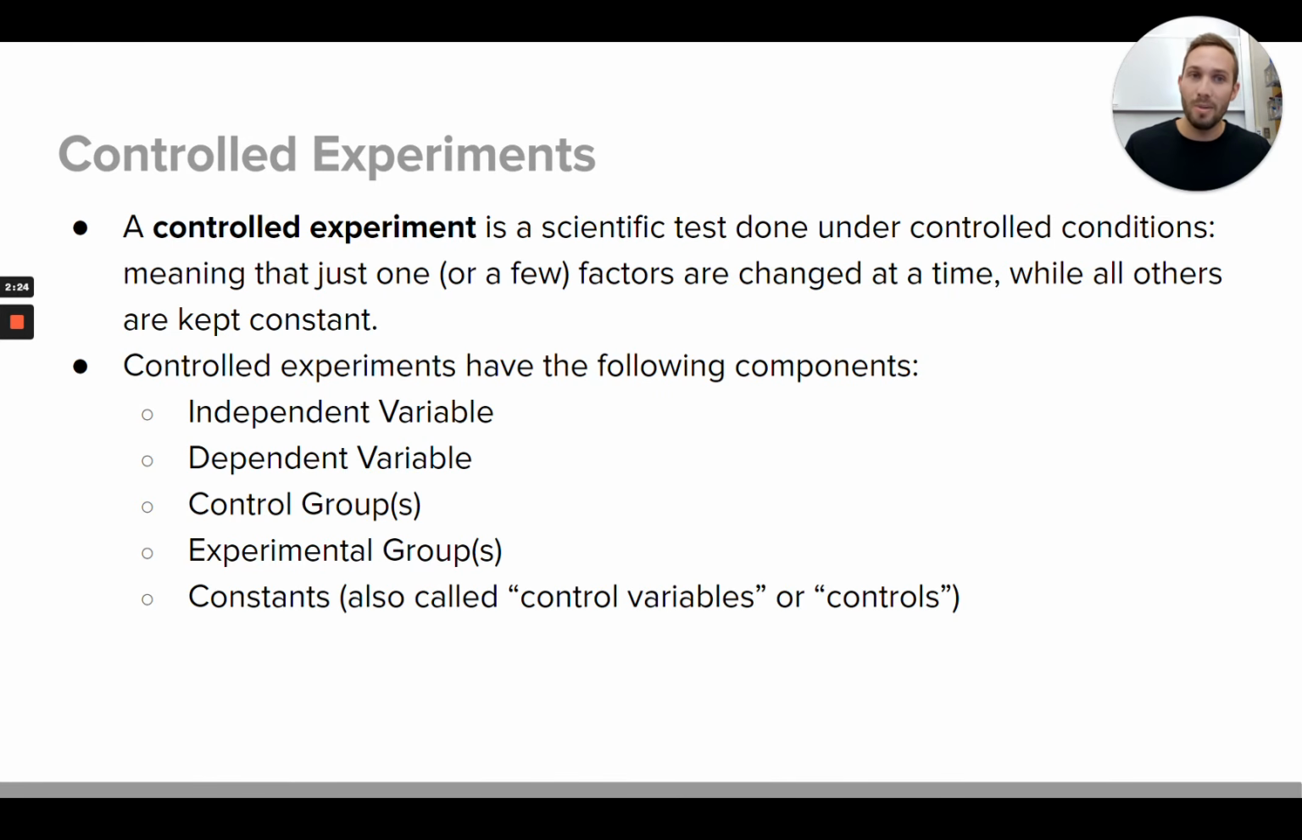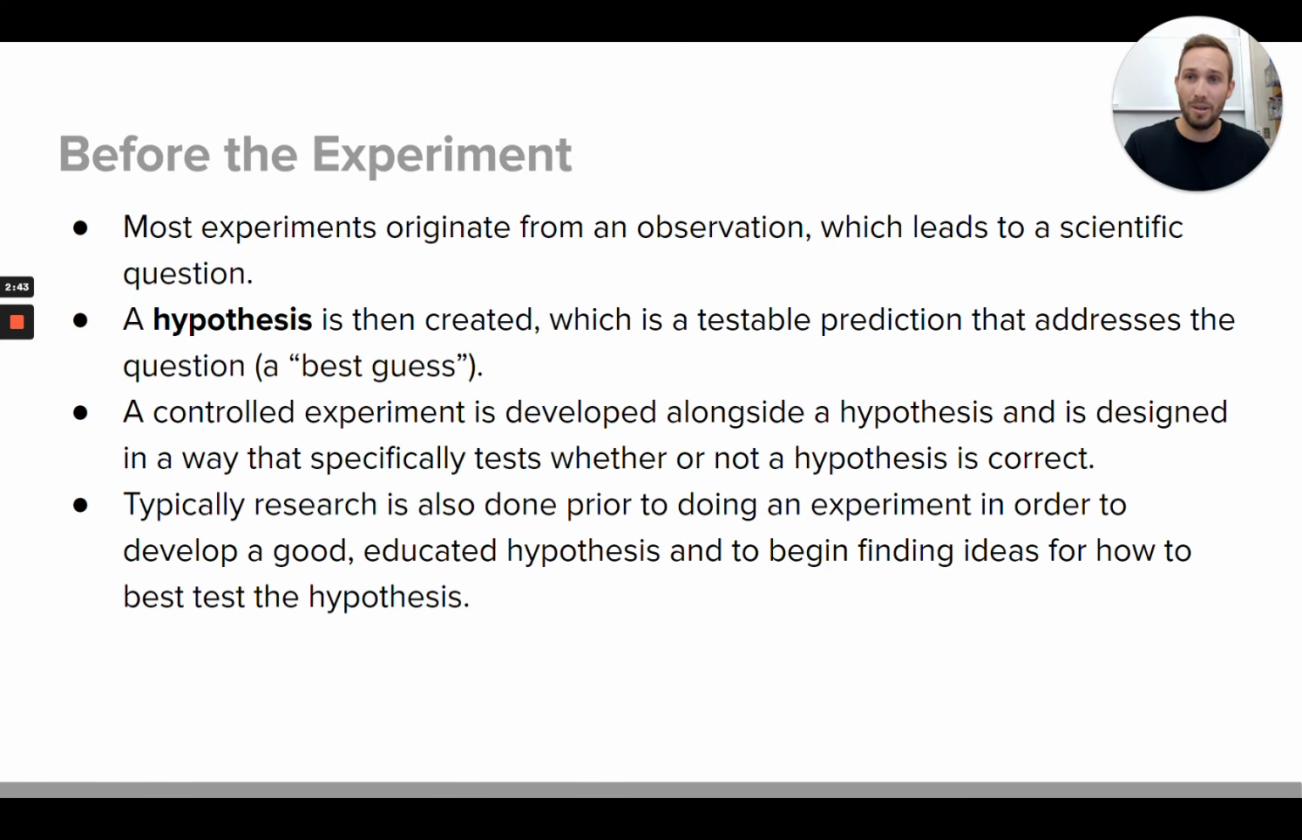And so in a controlled experiment, this is what we're going to focus on in these notes. There's five components that you need to become very familiar with, what they are and how to identify those components in an example. And so we're going to look at that right now. So those are the 5 things we're going to talk about. We're going to get into that in a second.